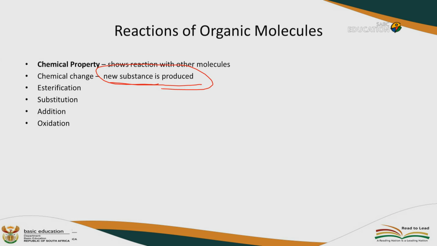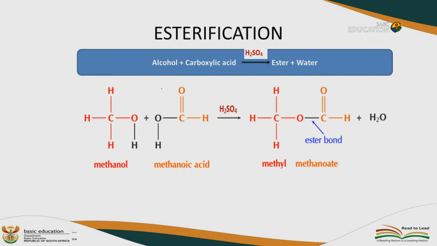So we're going to look at esterification. We're going to look at substitution, addition, and oxidation. So those are the reactions that we're going to look at, 4 of them. Without any wasting of time, we are going to look at esterification. For your esterification, you will need an alcohol and a carboxylic acid. So you will have an alcohol and a carboxylic acid that will form an ester and water.